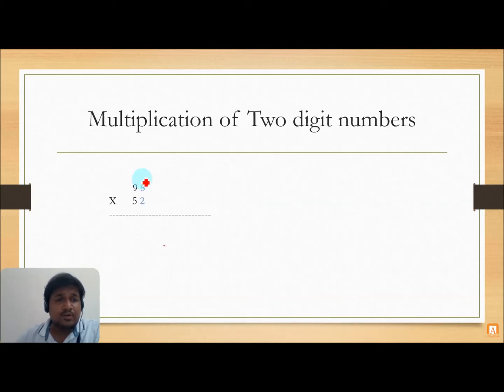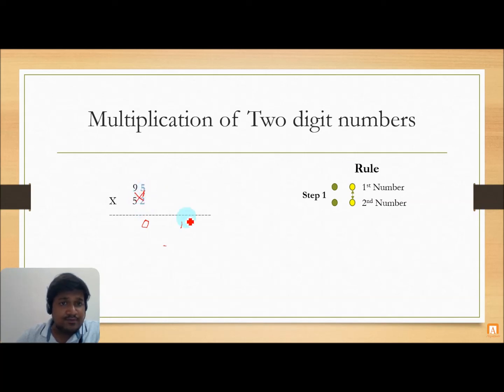So what's the first step? We have to multiply the unit digits of both numbers. So 5 into 2 equals 10. So write 0 here and 1 will be carried over. In the second step, what we will be doing? Multiply the tens digit of the first number into the unit digit of the second number, plus the tens digit of the second number into the unit digit of the first number. So 9 into 2 will be 18 plus 5 into 5, 25, plus 1 was the carried over. So what is there? 44. So we have to write 4 here and 4 will be carried over.